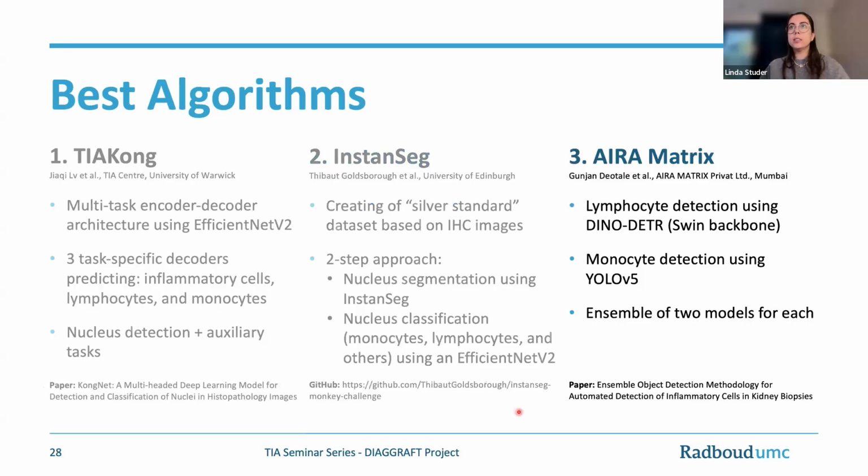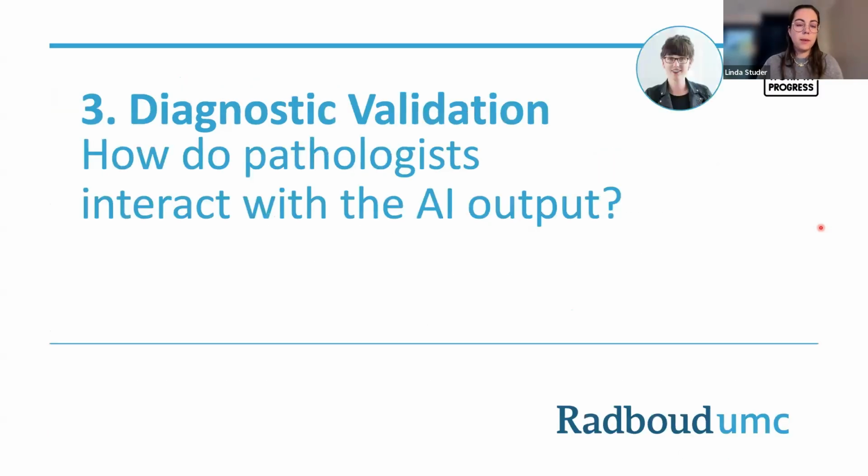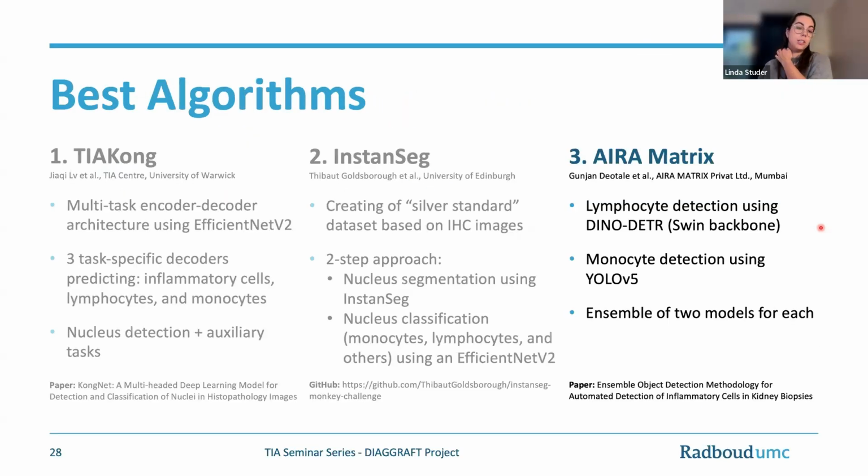Now, the third place went to iRA-Matrix. This team used an ensemble of 2 models for each task, pretty straightforward detection models. For the lymphocyte detection, they used a dyno data approach, and for the monocyte detection, they used YOLO V5, and they also pooled the outputs together to get the inflammatory cell detection output. So yeah, that was that for the monkey challenge.